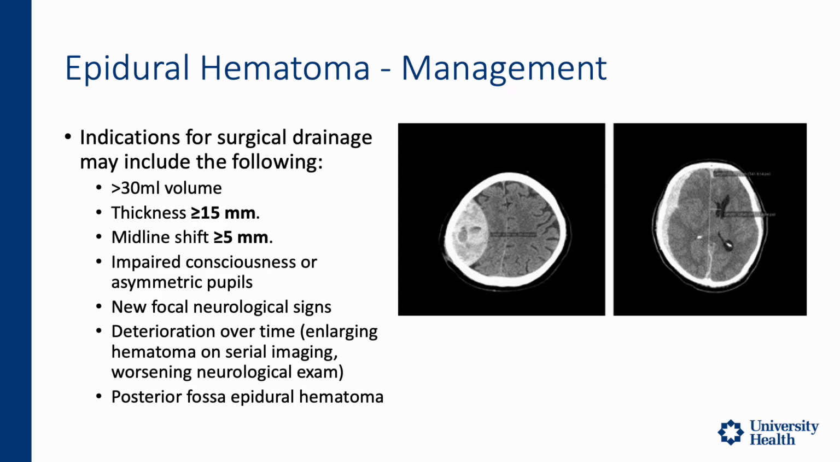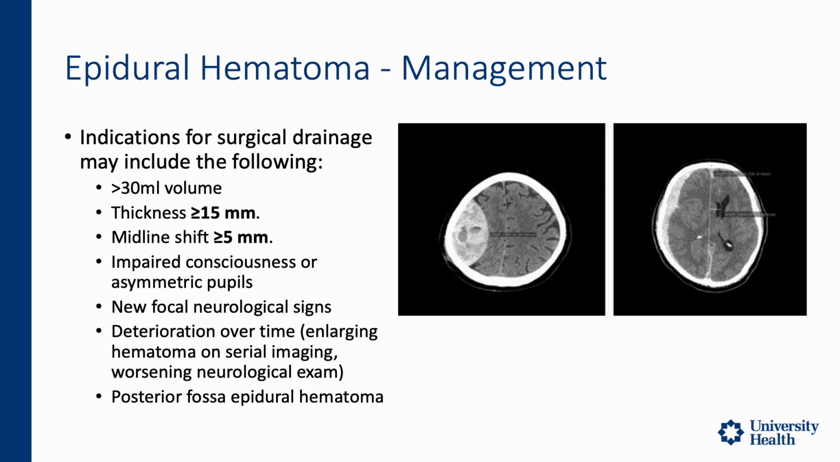So indications for surgical drainage: if it's pretty large, so more than 30 milliliters of volume, as you can see in this image, that one's pretty large, and it's actually even causing some midline shift. It's causing it so bad that I can't even see the ventricles. So midline shift, thickness, if the patient also has impaired consciousness or any type of asymmetric pupils. I mean, asymmetric pupils already tell you that there's concern for impending cerebral herniation.